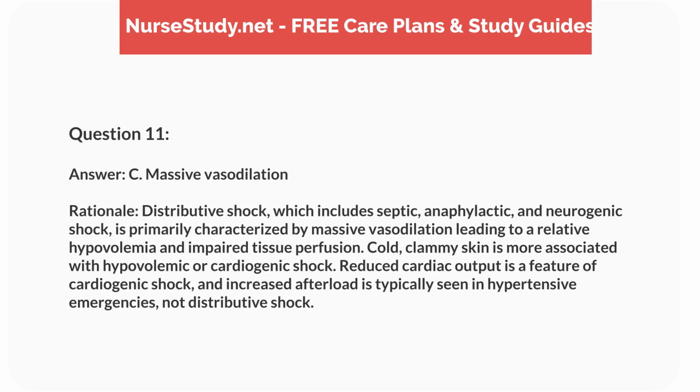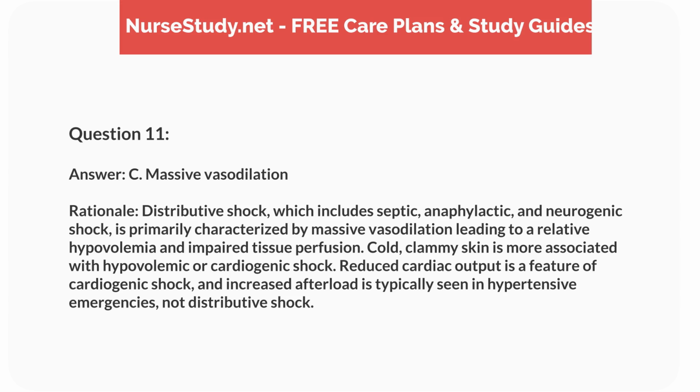Massive vasodilation. Rationale. Distributive shock, which includes septic, anaphylactic, and neurogenic shock, is primarily characterized by massive vasodilation leading to a relative hypovolemia and impaired tissue perfusion. Cold, clammy skin is more associated with hypovolemic or cardiogenic shock. Reduced cardiac output is a feature of cardiogenic shock, and increased afterload is typically seen in hypertensive emergencies, not distributive shock.